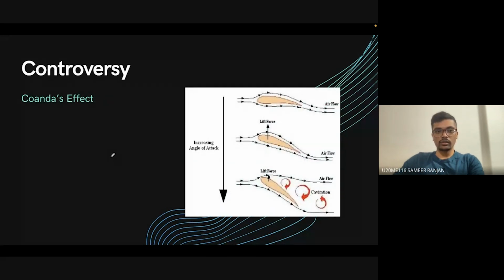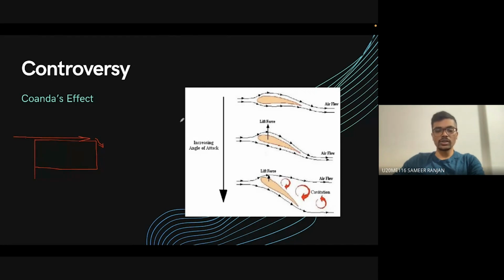Then there was a flaw in the Coanda effect too: it was not explaining what happens at sharp edges. If you blow air on the upper surface of a cuboidal box, it won't bend there. And why this was happening was not explained by Mr. Coanda. So that's why this theory was also not fully accepted.